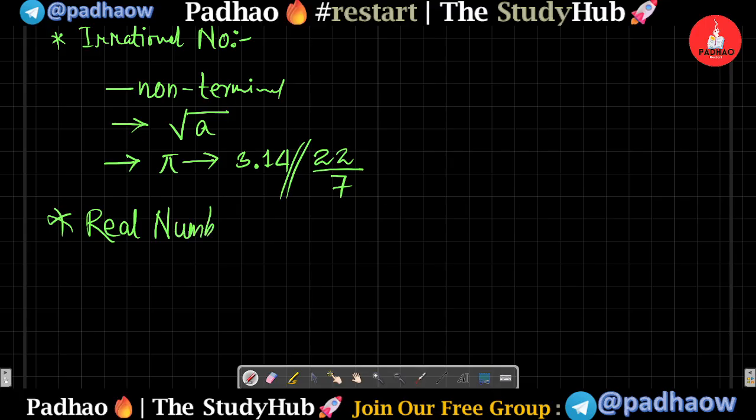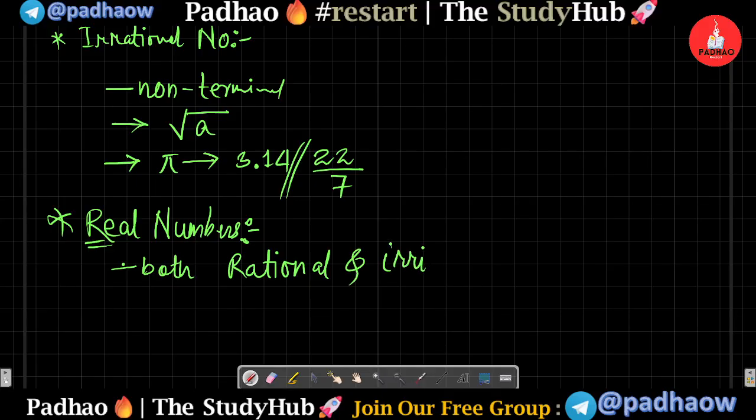Then next we shall learn what real numbers are. When we talk about real numbers, it means it is a combination of both: both rational and irrational numbers. R for real, R for rational. So that is known as real numbers.